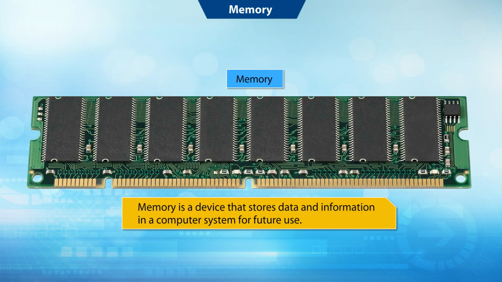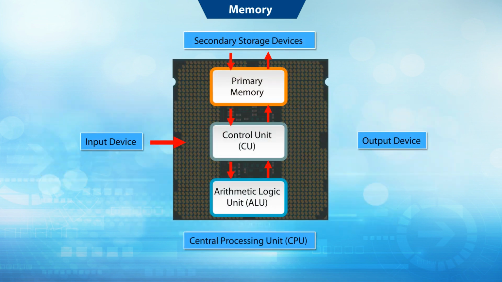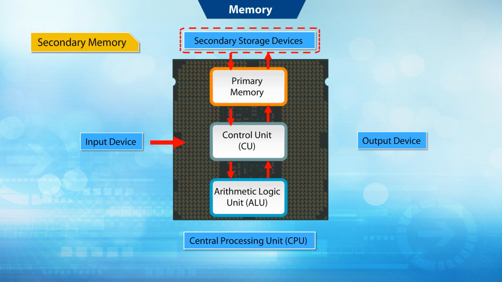Memory is a device that is used to store data and information in a computer system on a temporary or permanent basis for future use. Generally, the term memory is used to denote primary or main memory of the computer, and other storage devices are called secondary memory.